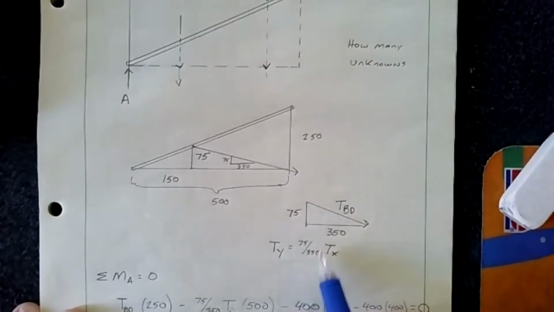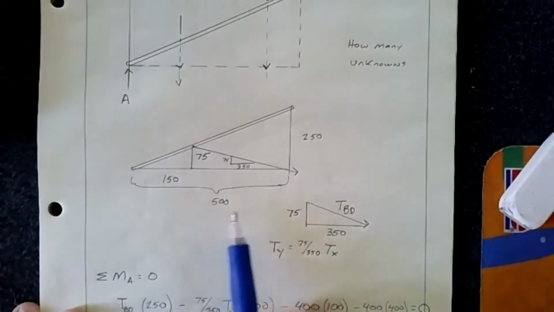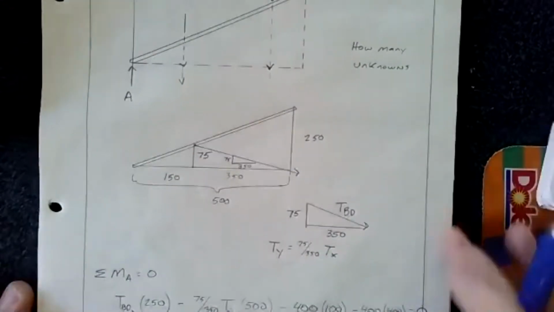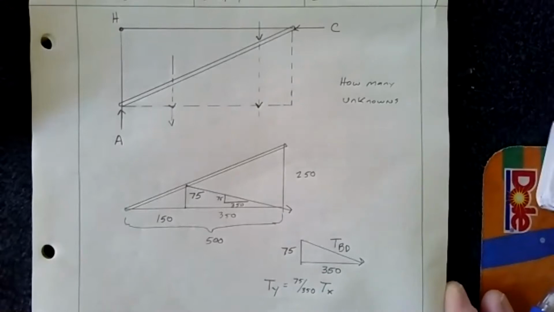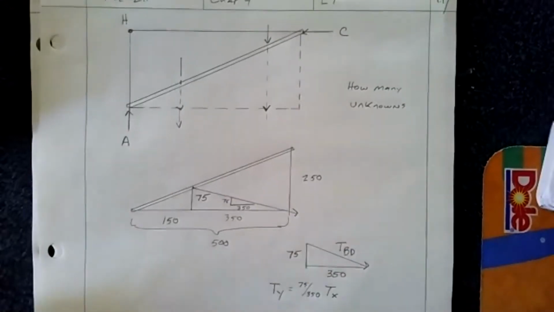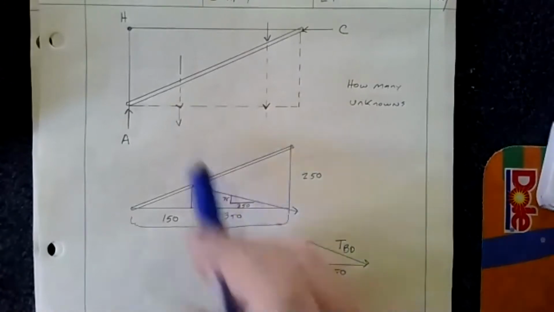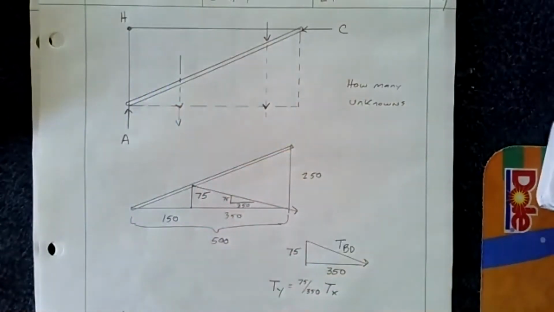I'm just showing my notes now because it's a little easier than redrawing them. And this is how I got all that. So if you want to pause the video and look at that, that might help. That's how I got to this point. So what I've done is I've defined TBD and X and Y. I've found the point where I'm going to take my moment.